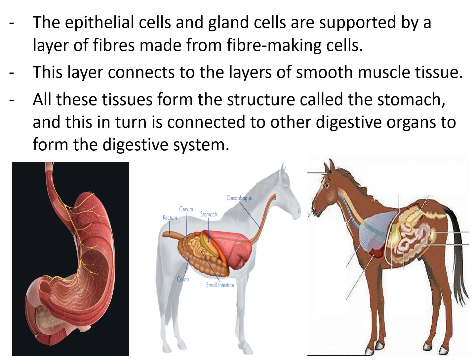All these tissues together form the structure called the stomach. They form for us the stomach. And this in turn is connected to other digestive organs to form the digestive system, as you see down. The stomach linked to other organs, and all of them form for us the digestive system. Okay.